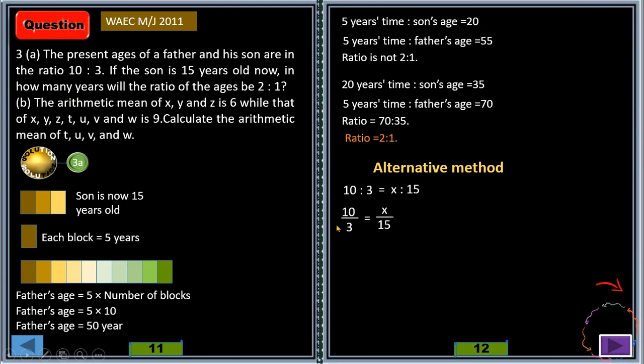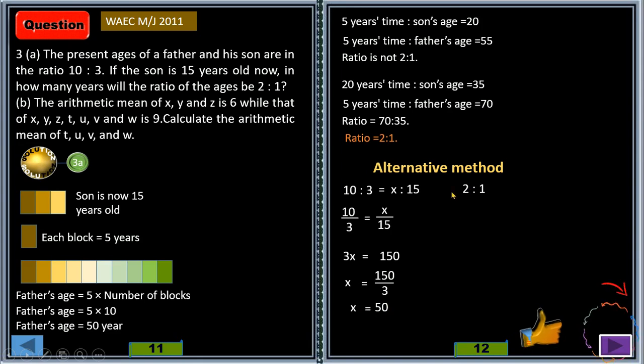Then we are now going to cross multiply to find the value of x. So cross multiplying, 3 will multiply x to give us 3x, and 15 will multiply 10 to give us 150. Then dividing through by 3, we are going to have x will be equal to 150/3. If we divide that, we are going to see that x will give us 50. So the father will be 50 years old.